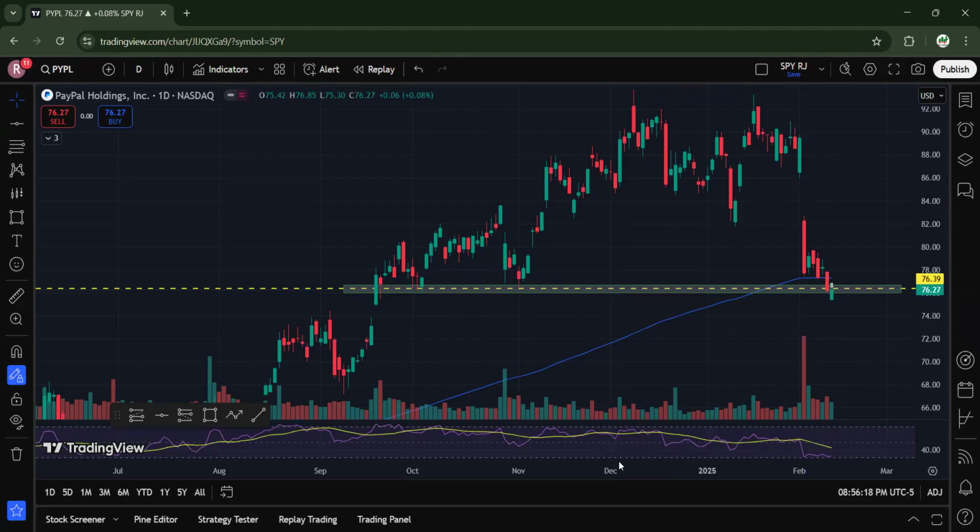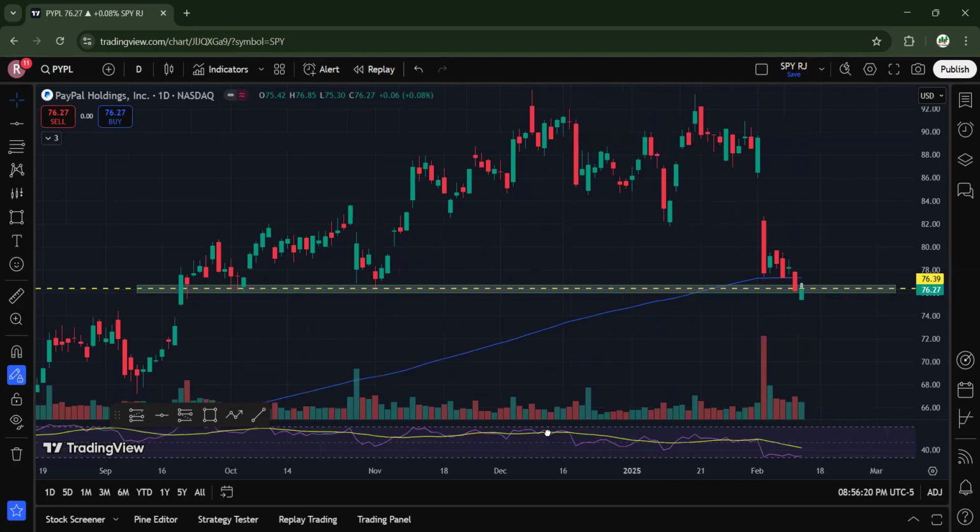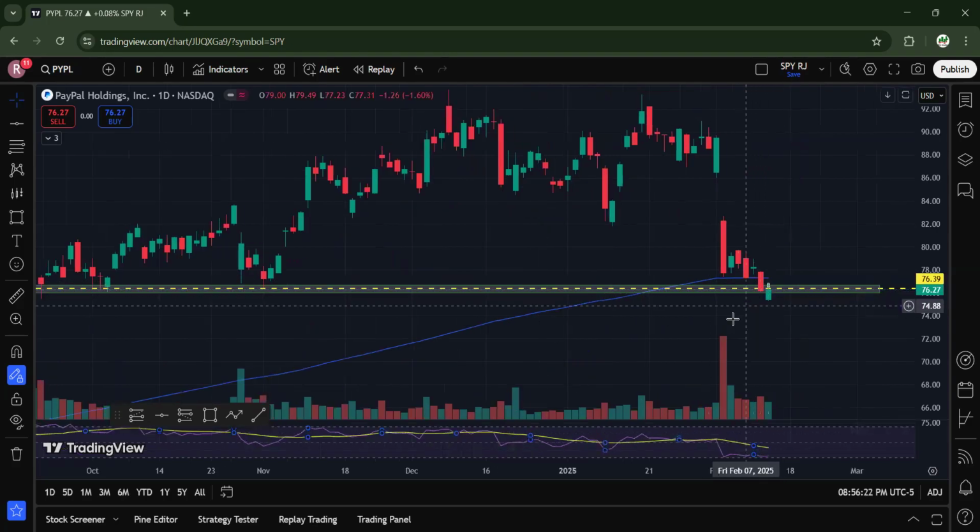All right. Also, take note that we are right near the 200 MA. So if we reclaim the 200, that could be bullish as well. All right. So have PayPal on watch. Once again, is it ready right now? No, but we are preparing for it to be ready.